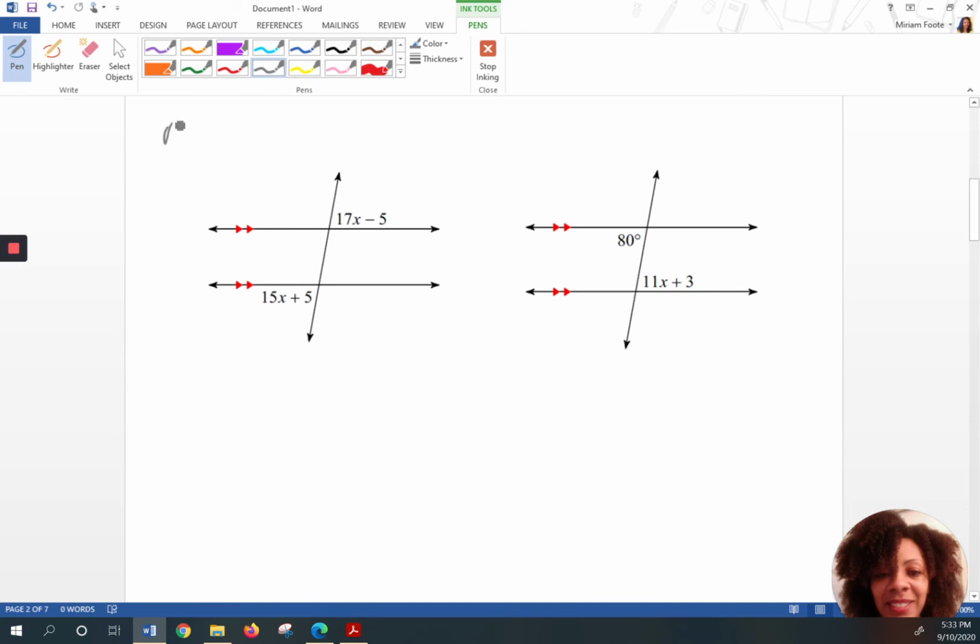So alternate exterior angles. And what you need to know about them is that they are also congruent. So congruent, again, means that they're going to be equal to one another. So that's what we're going to do. We're going to set it equal.